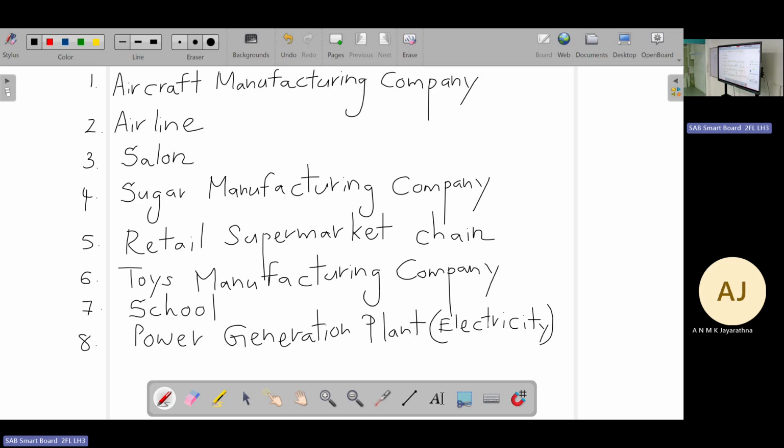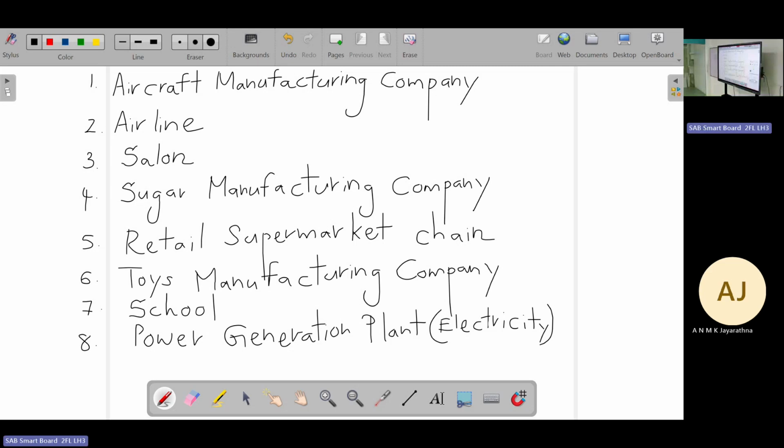Right, okay. Tell me, what is the most appropriate capacity measure for an aircraft manufacturing company? Output. That means based on the number of aircraft they are manufacturing. If you have written that, it is correct. If you have written input measure, then what can be the example?